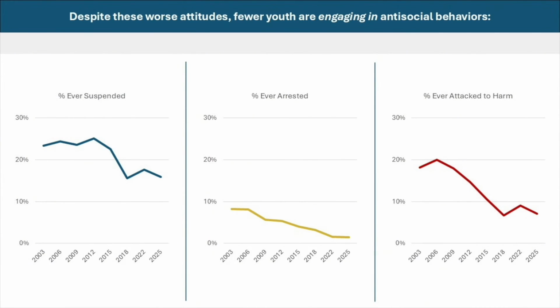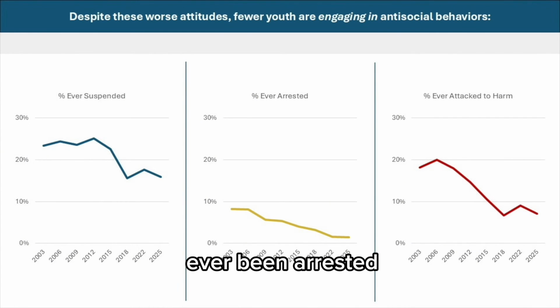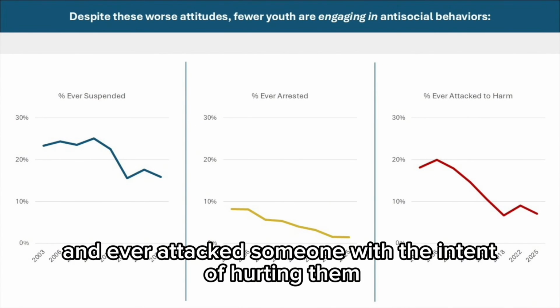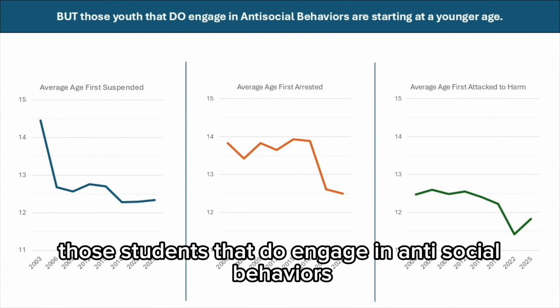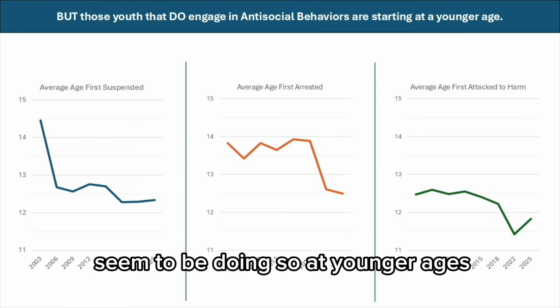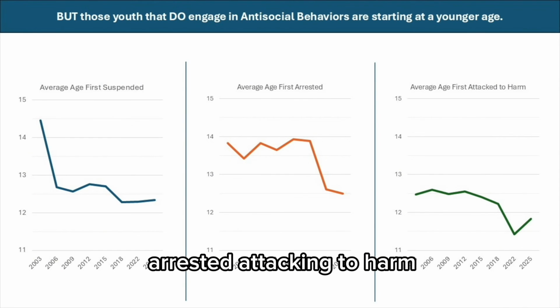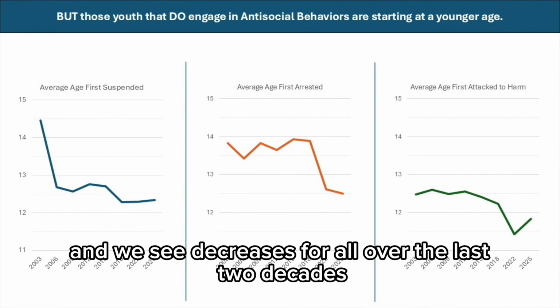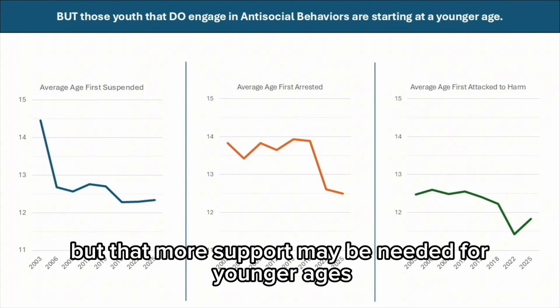But despite troubling news about attitudes getting worse, fewer youth seem to be actually engaging in antisocial behaviors. This is the percentage of students that have reported having ever been suspended, ever been arrested, and ever attacked someone with the intent of hurting them. However, according to our data, those students that do engage in antisocial behaviors seem to be doing so at younger ages. This is the average age that students report first being suspended, arrested, attacking to harm, and we see decreases for all over the last 2 decades. This is not to say that more 11 and 12-year-olds are doing these things than before, but that more support may be needed for younger ages.